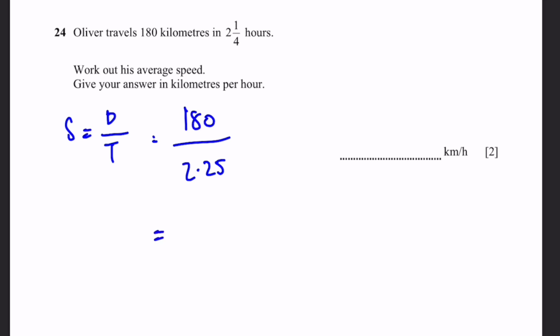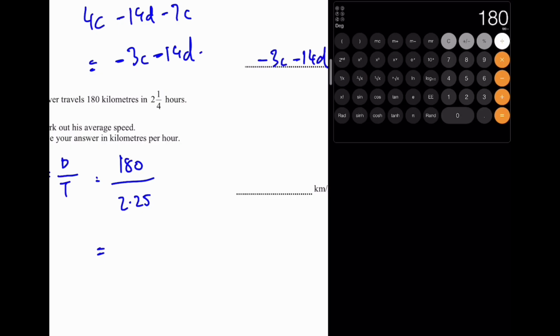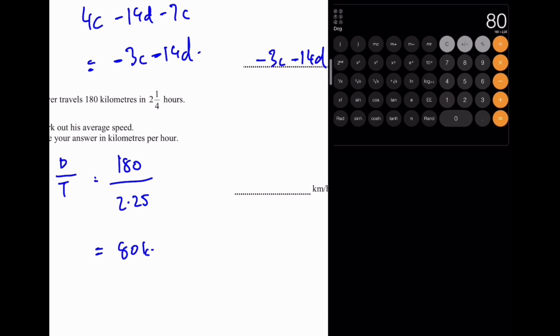Now let's get our calculator out. 180 divided by 2.25 is equal to 80 kilometers per hour. That's the answer.